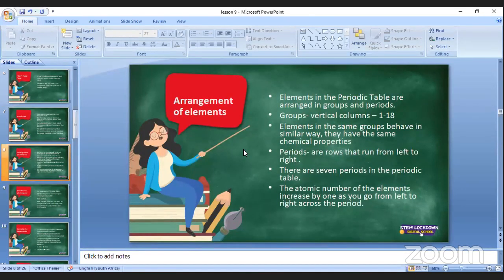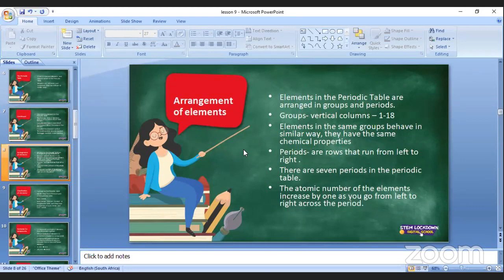Elements in the periodic table are arranged in groups and in periods. The groups are vertical columns, and we've got groups 1 to 18. They are vertical, which means they run from top to bottom. You'll always find your hydrogen in group 1. Are we clear, grade nines?